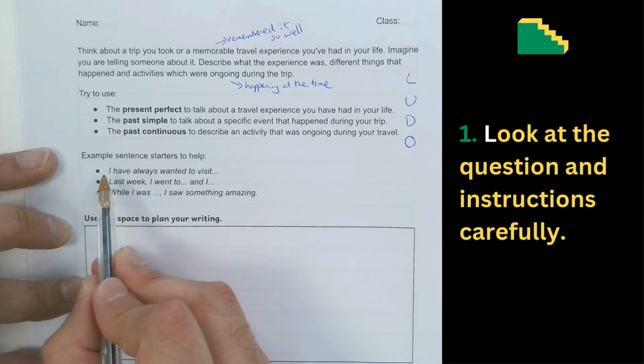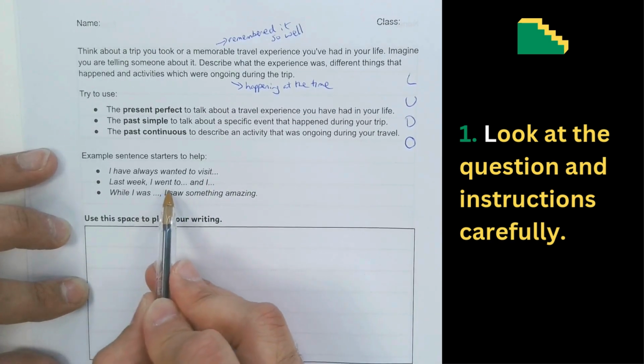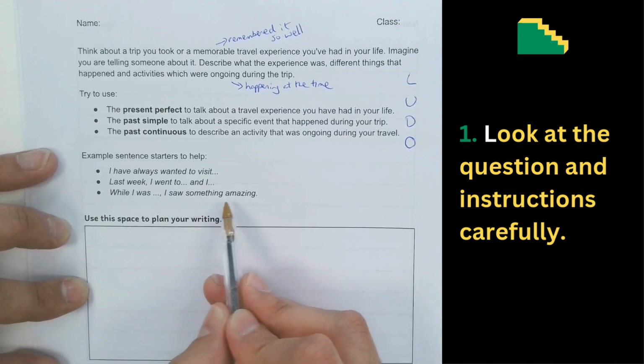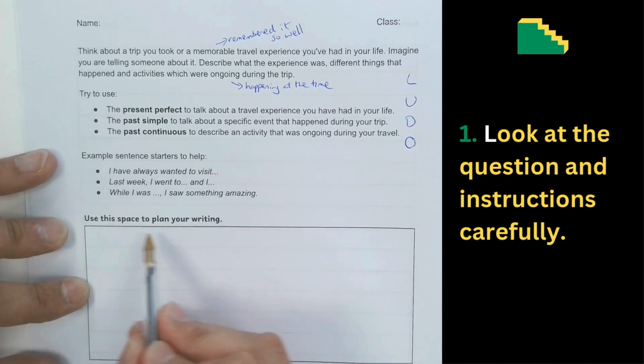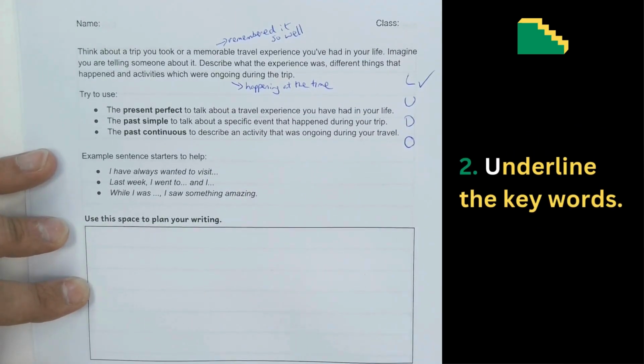Now to begin, we have these example sentence starters. I've always wanted to visit. Last week I went to, and while I was there, I saw something amazing. Now, you've got the bottom bit to use this space to plan your writing.